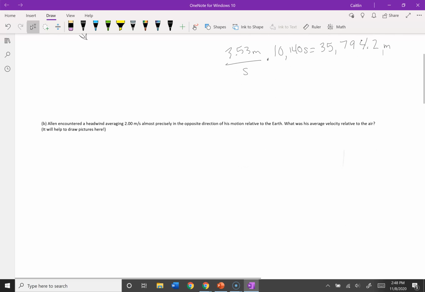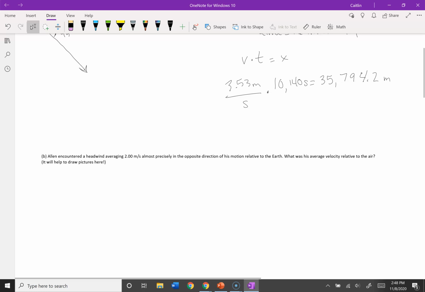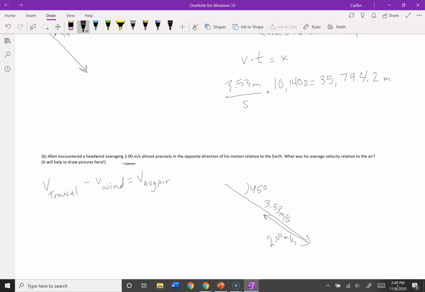Okay, next thing I'm going to do is figure out some information about how he encountered a headwind averaging 2 meters per second, almost in the opposite direction to his motion relative to the Earth. So what was his average velocity relative to the air? Now what we're saying is that he was flying this way at this particular speed, and that he incurred a wind that went opposite of him at 2 meters per second. Since these are directly opposite, all we have to do is subtract. So we're going to do v travel minus v wind, and that'll get his v average air, which is what we were asked to find.